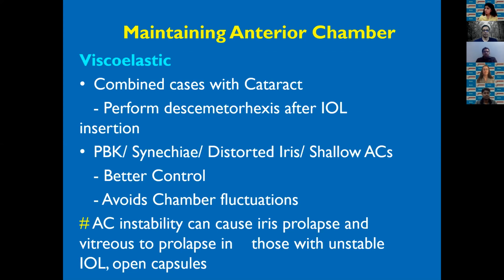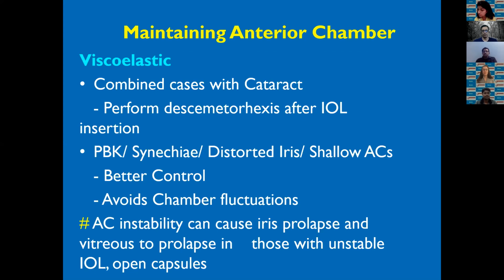It avoids chamber fluctuations. Now, if you have a lot of chamber instability while stripping of the Descemet's membrane, you can cause iris prolapse in the cycle, which is not a good thing to have. And it also makes the iris a little floppy. So I think it is best to avoid the situation so that subsequent steps become easier.